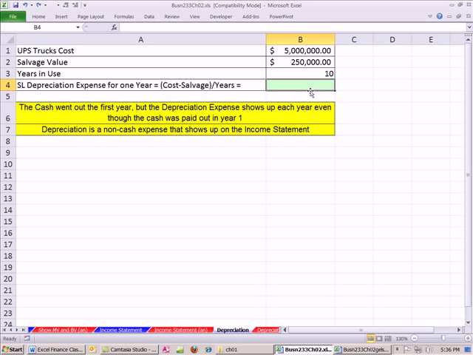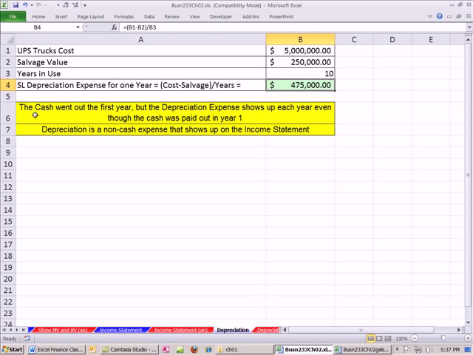This is just a simple straight line depreciation. There's lots of ways to depreciate. And here's the calculation: cost minus salvage divided by years. We're going to have to remember our order of operations. Open parentheses to force the subtraction first. 5 million minus 250,000 divided by our 10. And this gives us the yearly depreciation.